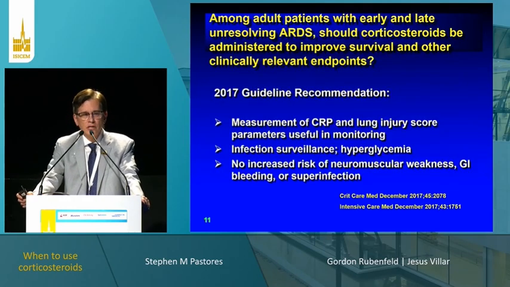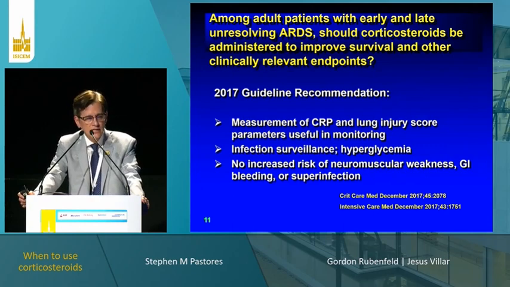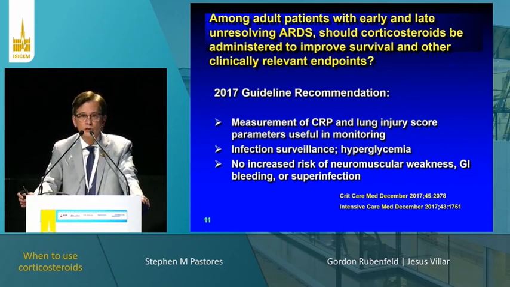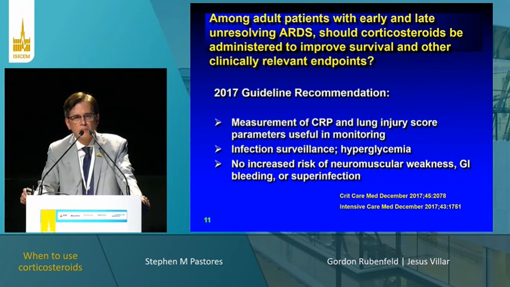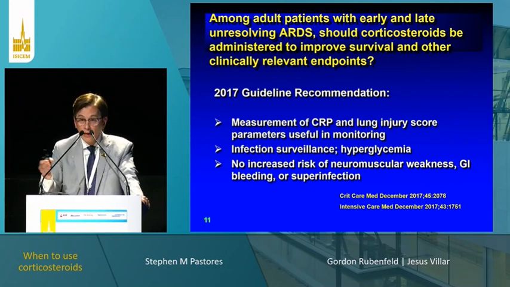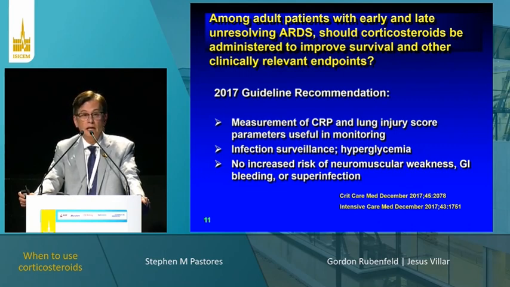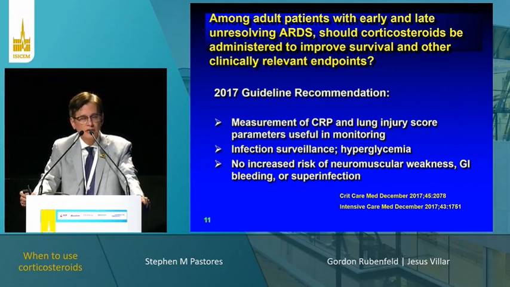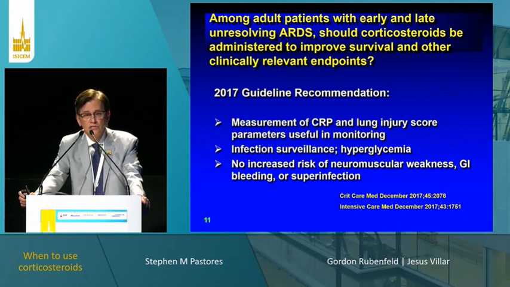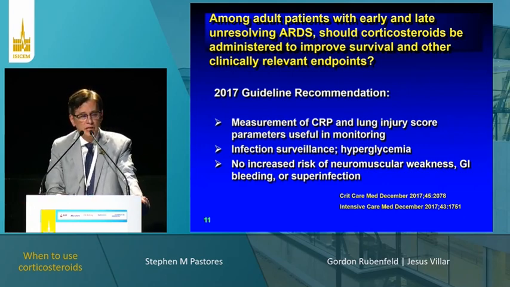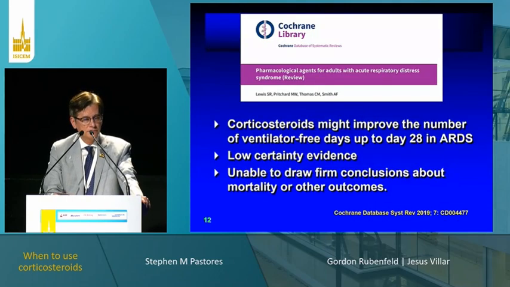So among adults with early and late unresolving ARDS, we recommended, in addition to using corticosteroids, that you measure CRP or the lung injury score in monitoring these patients, and have a high degree of infection surveillance, so you're making sure you're picking up infections, including opportunistic infections. The only concern that we had was hyperglycemia, which, as you know, is almost always a result of using corticosteroid therapy. But at the time, we did not find any increased risk of neuromuscular weakness, GI bleeding, or superinfection, which were long-held concerns with use of high-dose steroids.